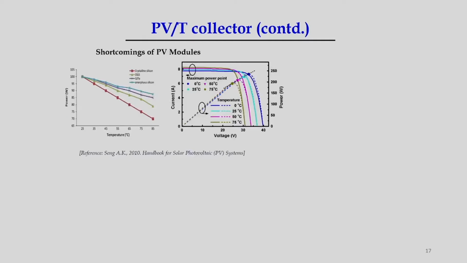So, what are the shortcomings of PV modules? Okay? So, this figure shows the power versus temperature. As you can see here, with increase in temperature, this power decreases. Okay? That is, power means the power delivered by the PV module or PV cells.